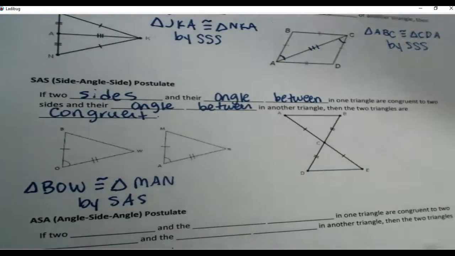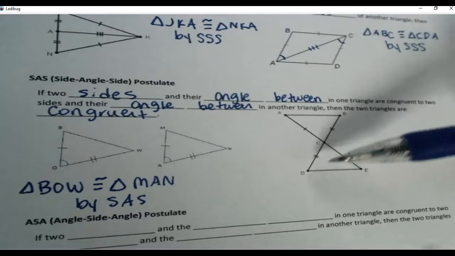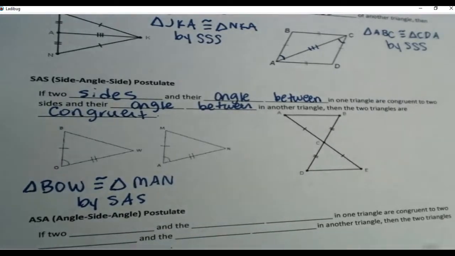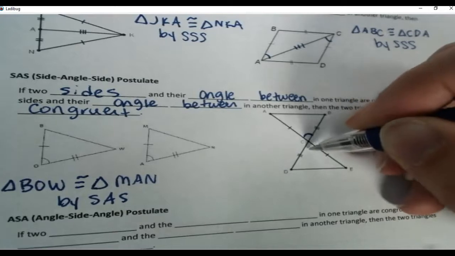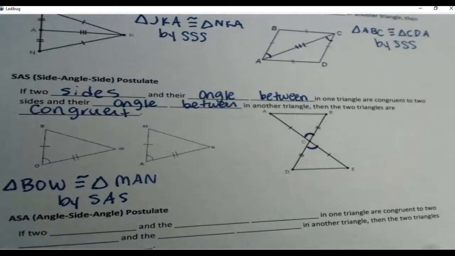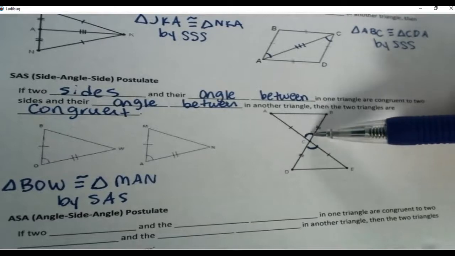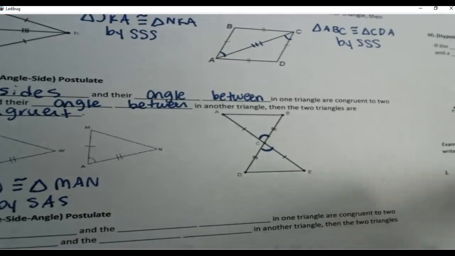Okay. Well, if we look at this next one, I've got sides AC and EC and BC and DC, but I don't have any angles. Is there anything I can assume in this one? Can I assume these two angles are the same in the middle? What kind of angles are those? Vertical. Good. So vertical angles are always congruent. Good, good, good. So now I have a side, an angle, and a side, an angle, and a side. So we can assume these triangles are congruent.